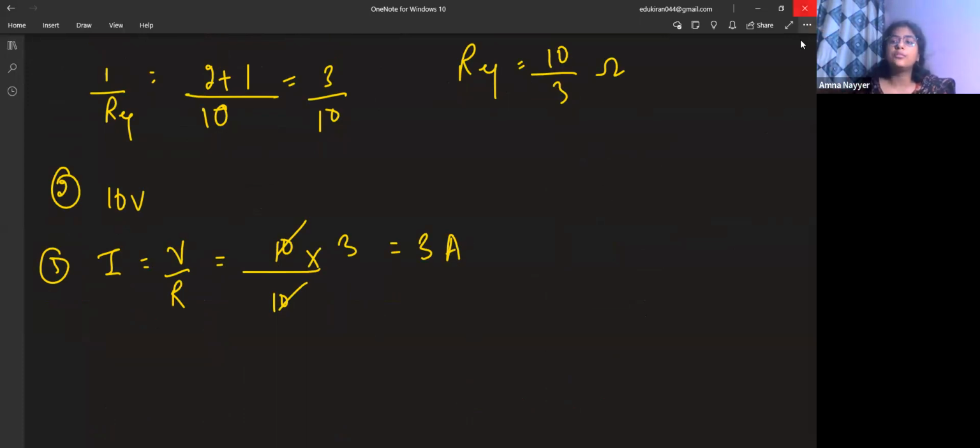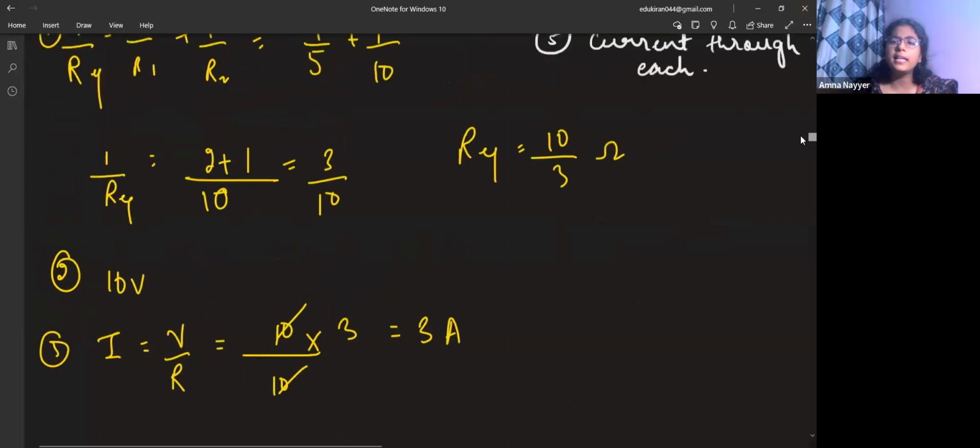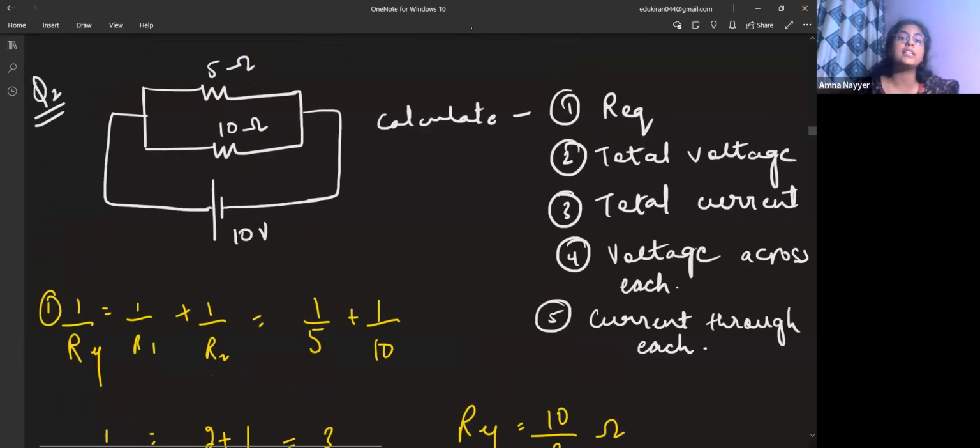Right? Now, the fourth part I think is voltage across each. What should be the voltage across each? 10. Very good. See, voltages do not change in your parallel combination. So if this is 10 volt, this will also have 10 volt, and this will also have 10 volt. The quantity that will change is your current. Current won't be 3 amperes in both the branches.